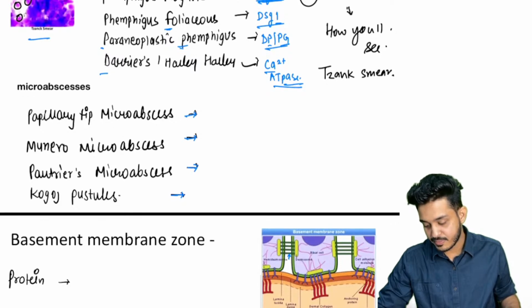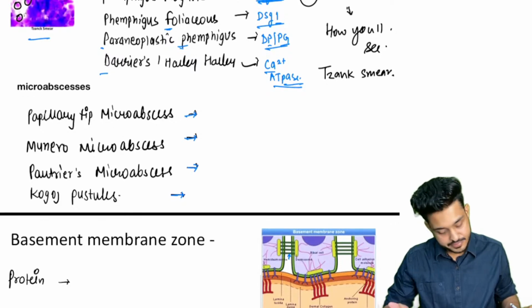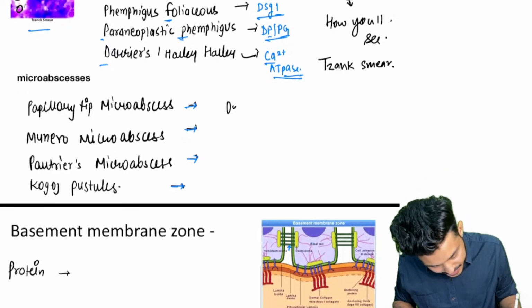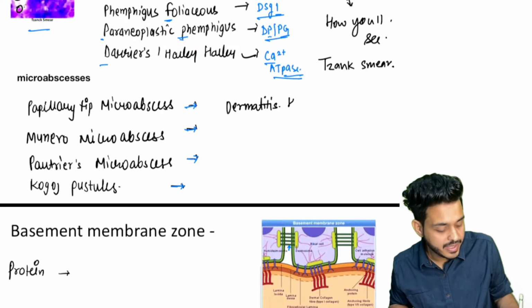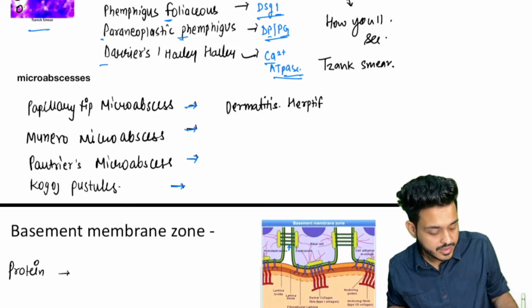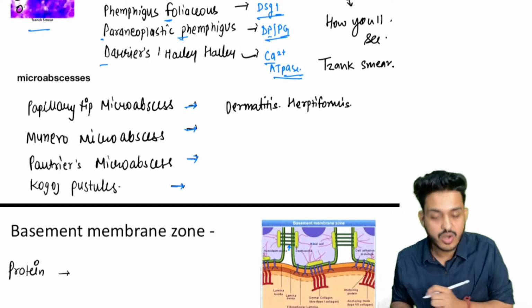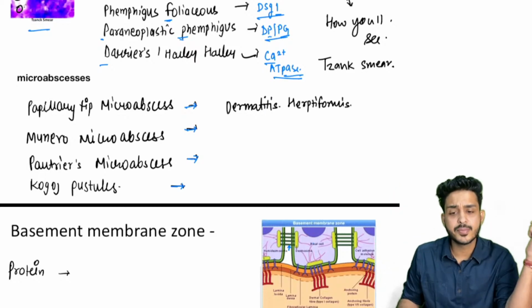Papillary tip microabscess will be seen in dermatitis herpetiformis. क्या मतलब हुआ पेपिलरी टिप माइक्रोएब्सेस?